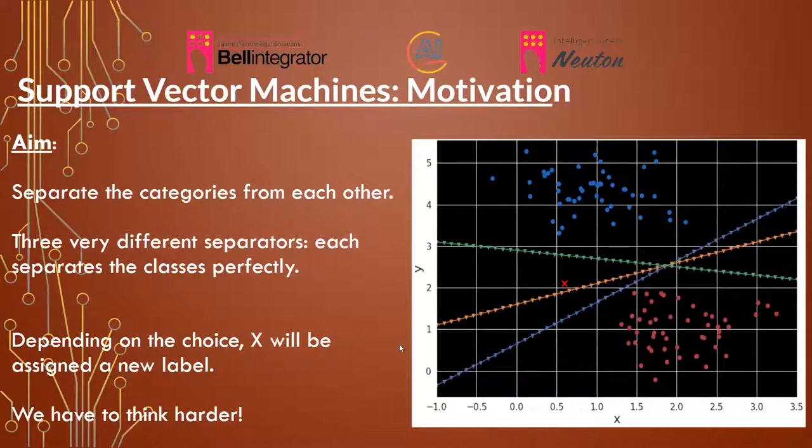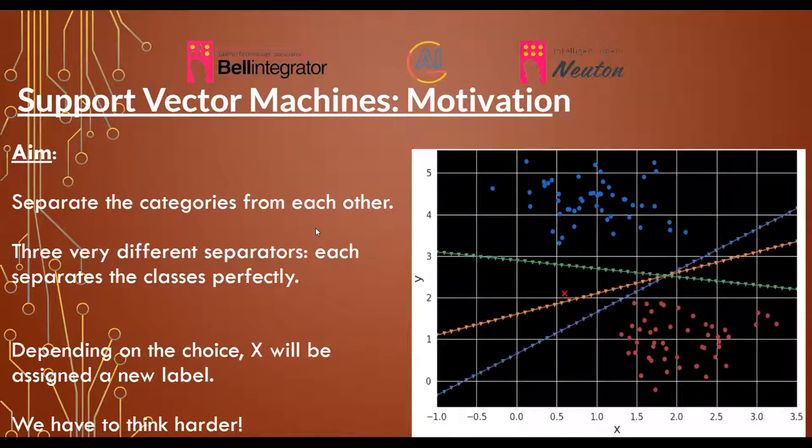Now the question is, which line would you draw? All these three lines separate the classes perfectly. But there is one important consideration. Depending on which line you choose, the new point X could be labeled as a blue point or as a red point. So for instance, if I go with the green line, then my point X belongs to the red category. Do you see that? Whereas if I go with the orange line, then my point X belongs to the blue category. And if I go with the blue line, my point X also belongs to the blue category.